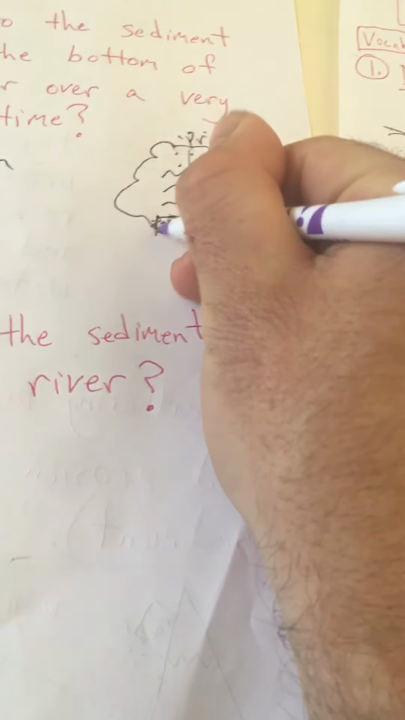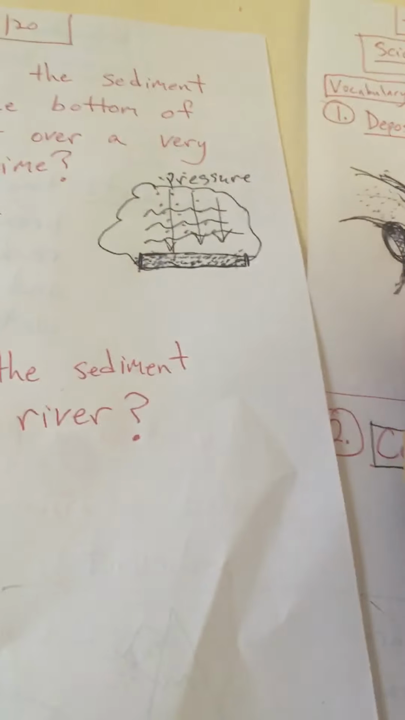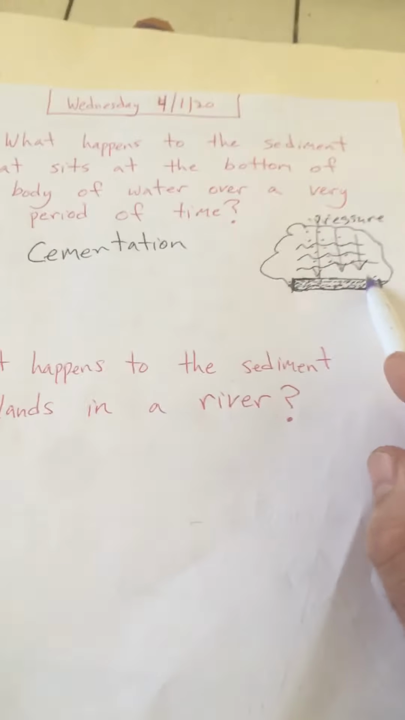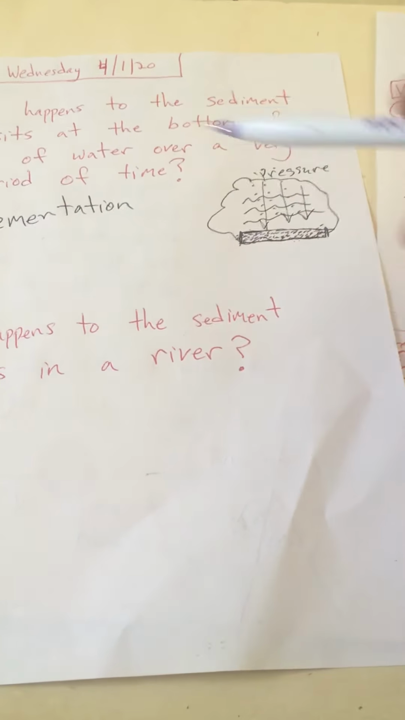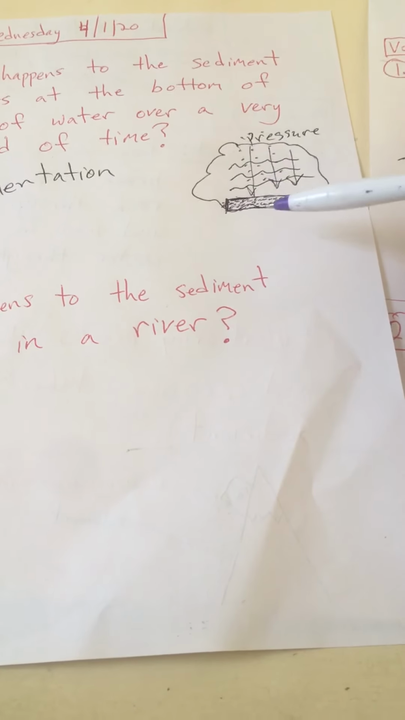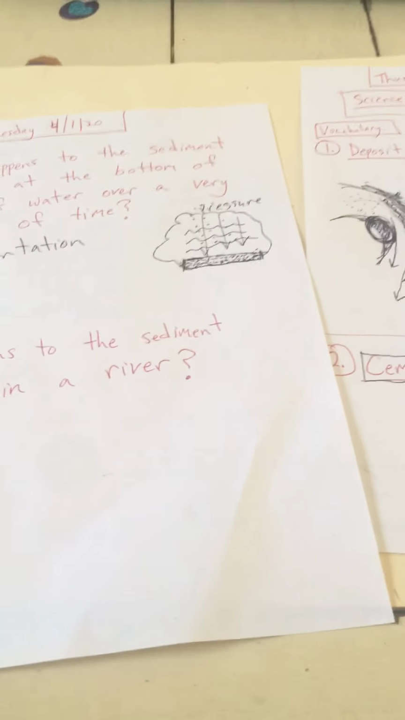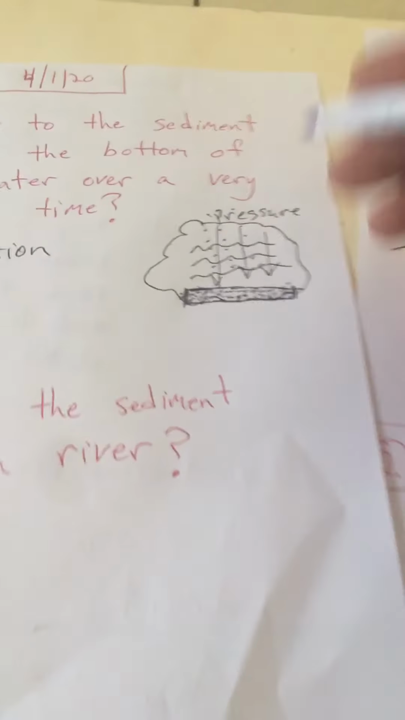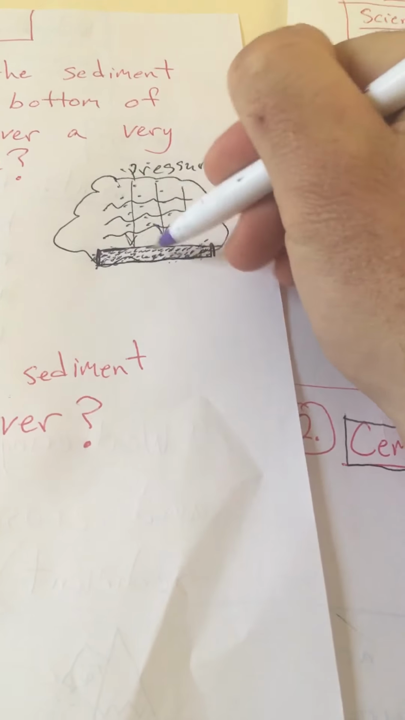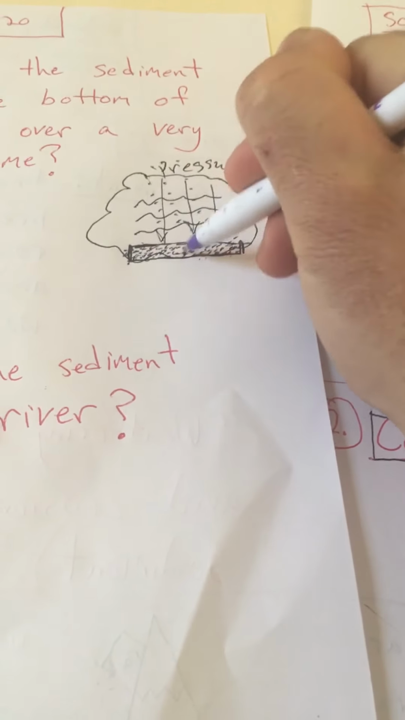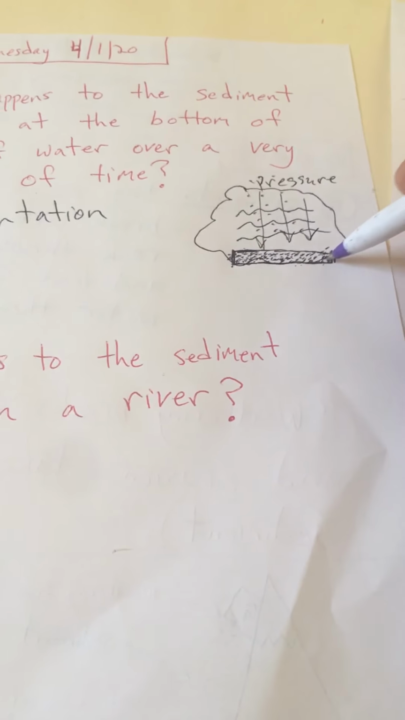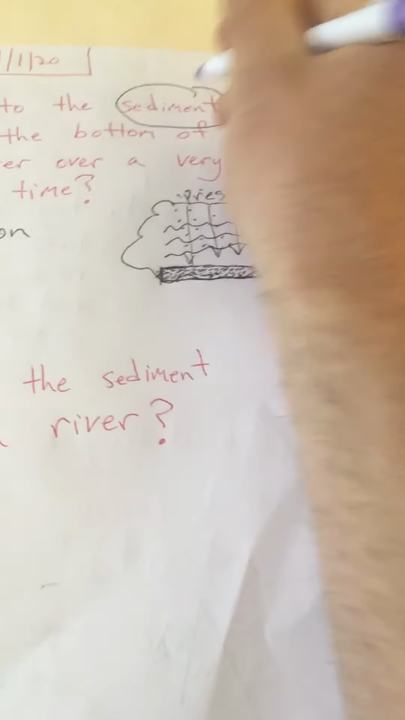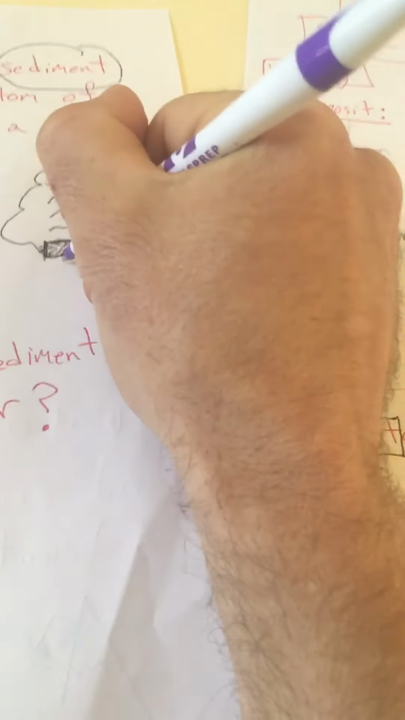First, it's going to become part of the soil down at the bottom, but over a very, very long period of time, it is actually going to harden due to the pressure and the weight of the water pressing down on it, and the atmosphere above it is all pressing down, including gravity is pushing down everything onto this, and over a very, very long period of time, it is going to cement and it's going to turn into a sedimentary rock. So the sediment turns into sedimentary rock.